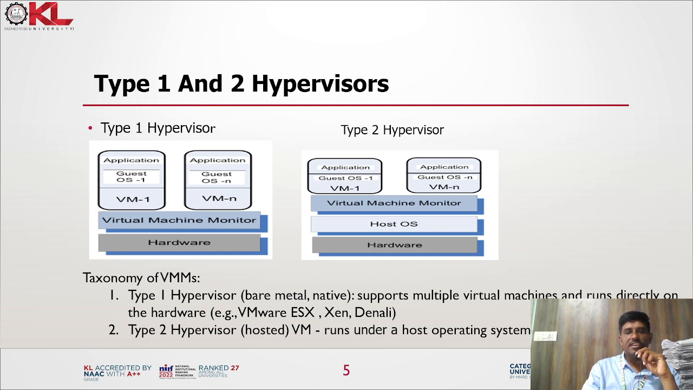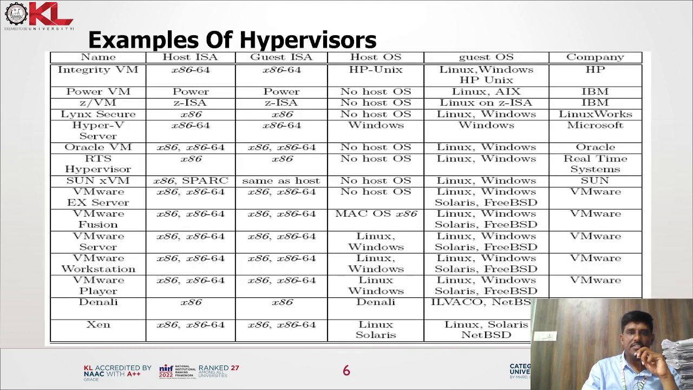Examples: VMware ESX, Xen, Denali. And type 2 hypervisor, hosted, the virtual machine runs under the host operating system. Example: User Mode Linux. Next, see these examples of hypervisors: Integrity VM, Power VM, Linux Secure, Hyper-V server, Oracle VM server, Sun xVM, VMware ESX server, VMware Fusion, VMware server, VMware Workstation, VMware Player, Denali, Xen. All these are names of example hypervisors.